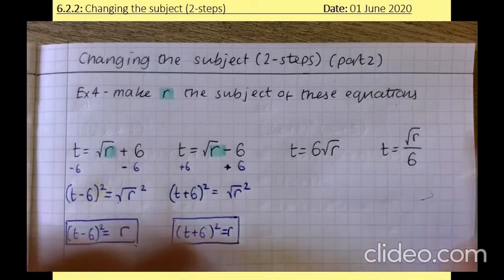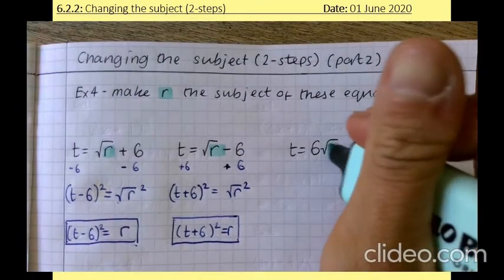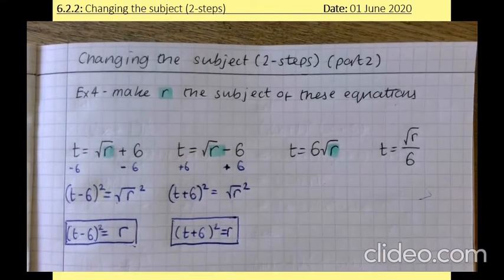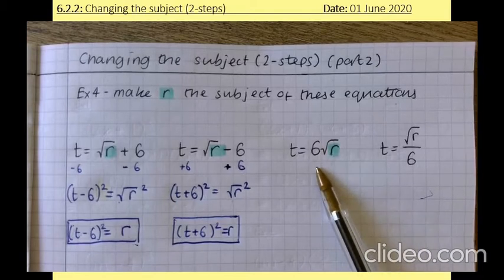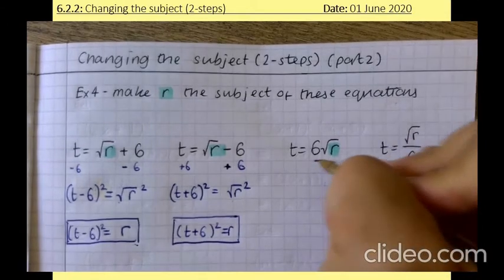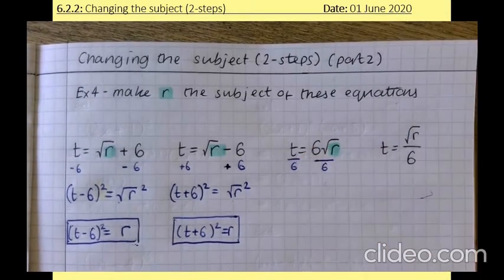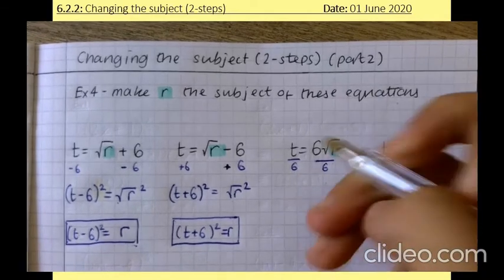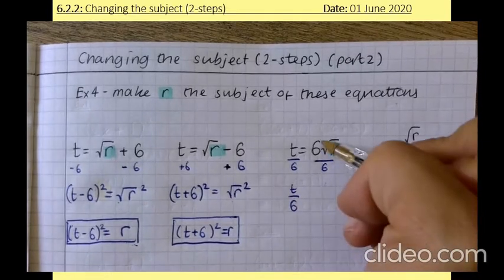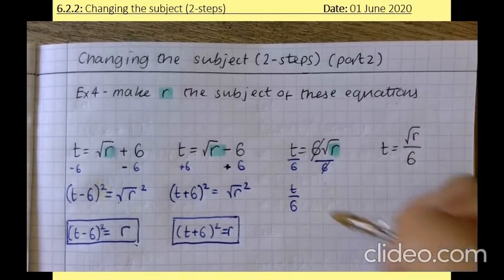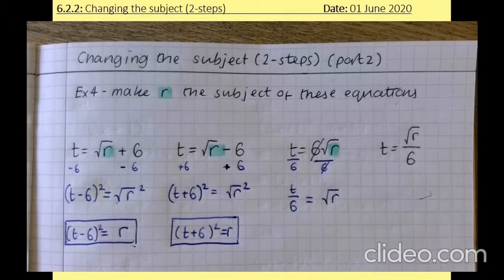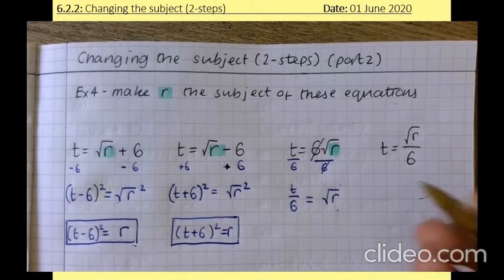Next I can see that I've got t equals, and r is in a square root, but it's now being multiplied by 6. So r is being square rooted and then this is multiplied by 6. I'm going to work backwards. I'm going to sort out the multiply by 6 first, and I do that by dividing both sides by 6. On the left hand side I've got t divided by 6, and on the right hand side, the 6 and divide by 6 cancel each other out, and I just get the square root of r. Now I want the r by itself, and at the moment it's being square rooted, so I'm going to square it.